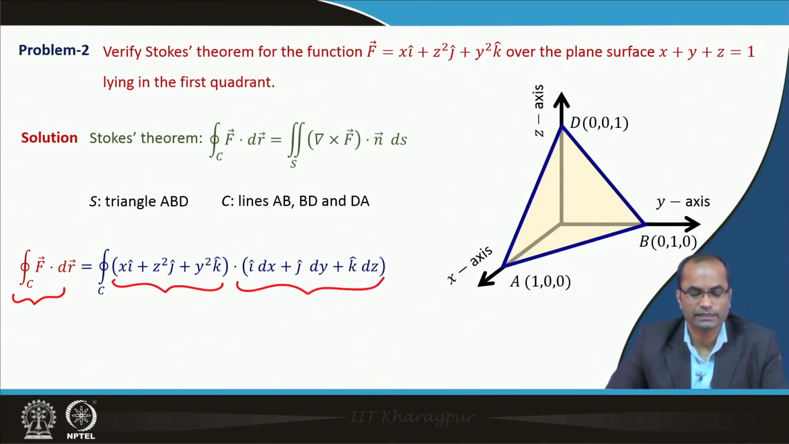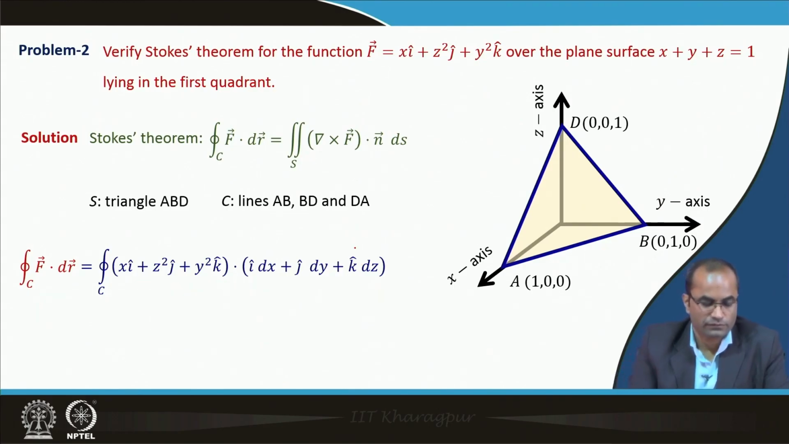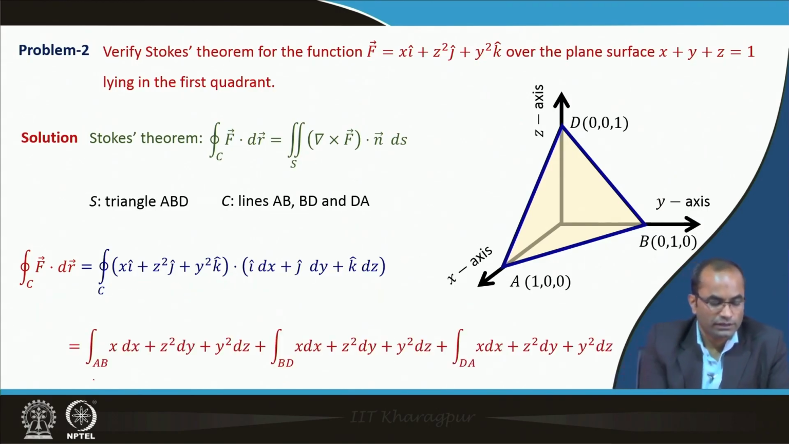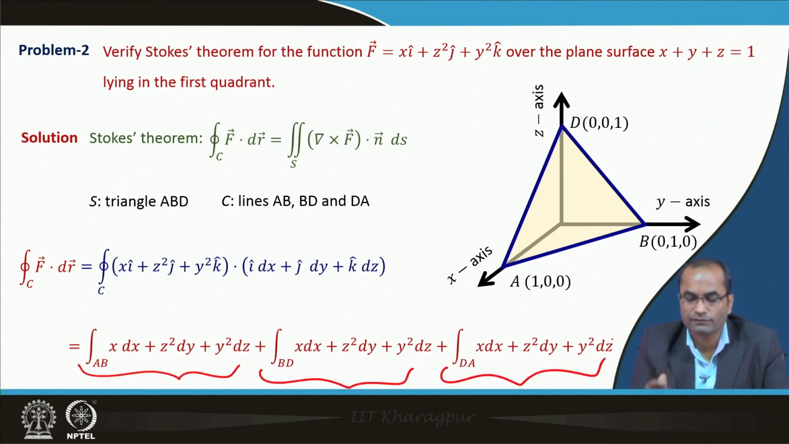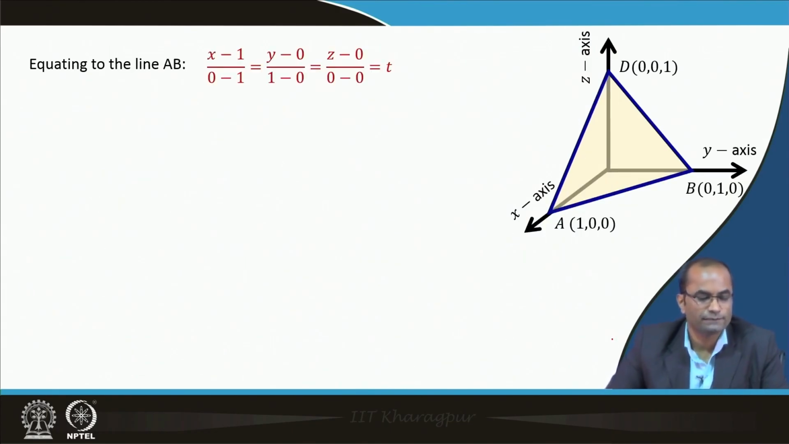F is given, and dr we have i dx plus j dy plus k dz. So, whenever we have a line, setting just the direction component-wise works. In this case we have AB, and then BD, and then DA, so we have the 3 integrals over the 3 lines. We will consider each of them separately.